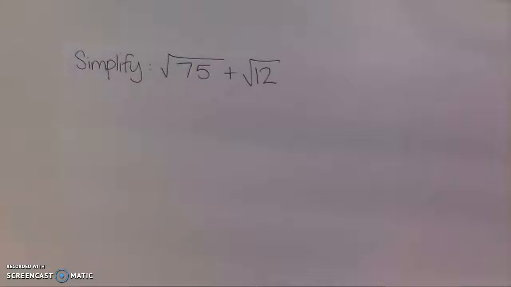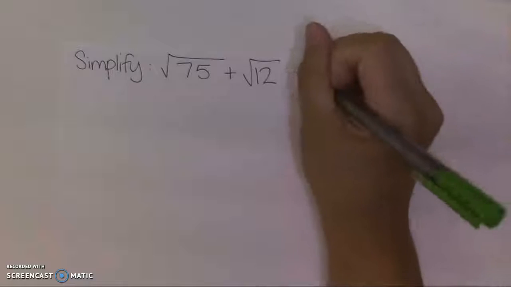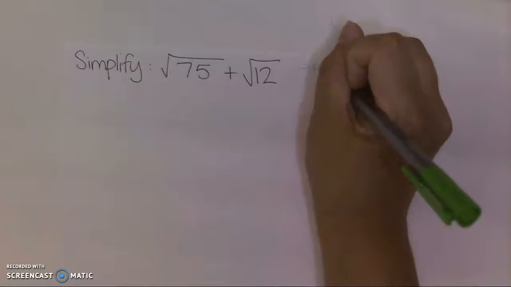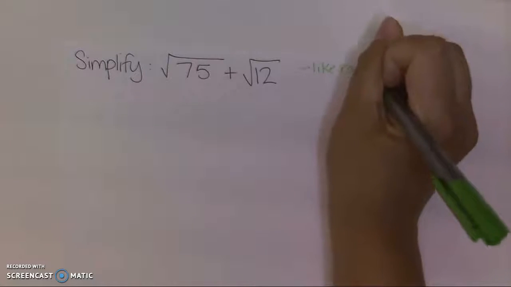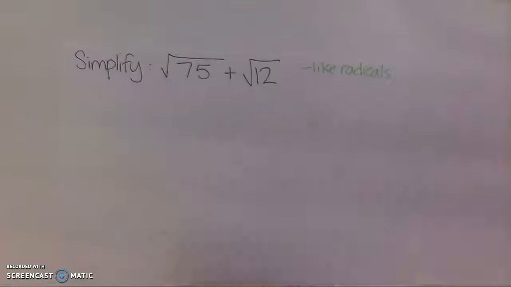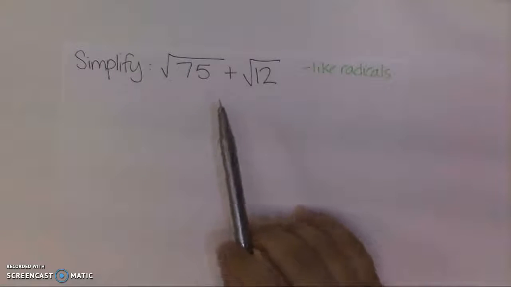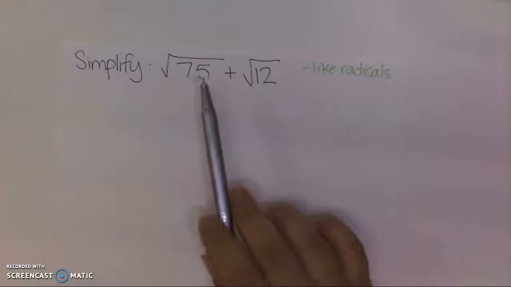So we are going to talk about simplifying radicals by adding and subtracting. The most important part about simplifying radicals is they must be like radicals. Just like terms, there are things called like radicals. Like radicals have the exact same number in the radicand.